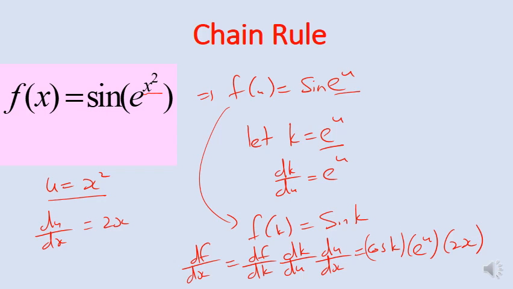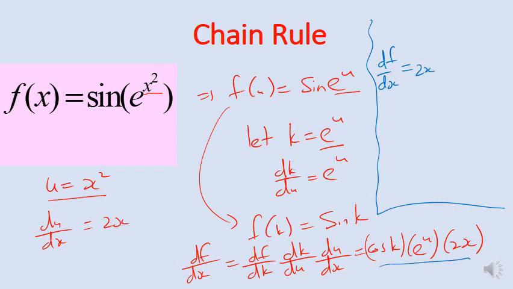Do not stop there and grin. That's not going to help the situation. So df dx is what the exam question is asking. That's where the marks are. That's where the money is, to replace everything in terms of x. So 2x; u was x squared, and what was k? It was e to the u, so we've got cos of e to the u, but u is x squared, so e to the x squared. That's your final answer, and that's it.